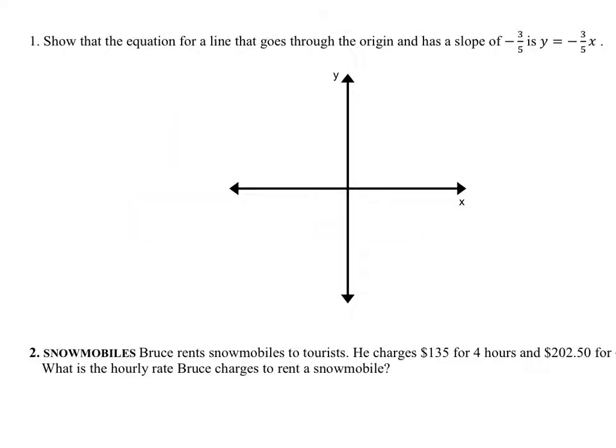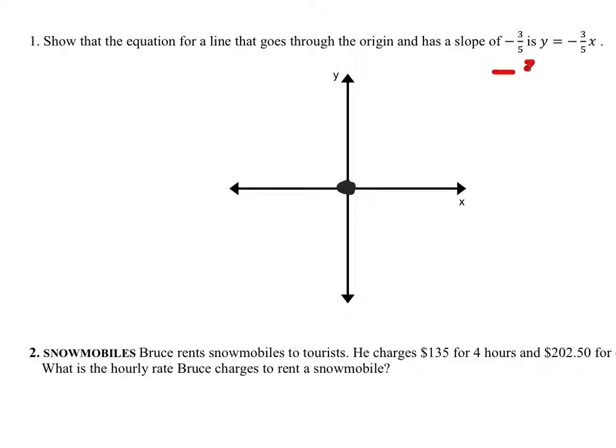So number 1 here, show that the equation for a line that goes through the origin and has a slope of negative 3/5 is y equals negative 3/5 x. So we're going to have to use that proportion stuff like we did in the lesson. And let's go ahead and do these. So from the origin, we're going to have a slope of negative 3/5.